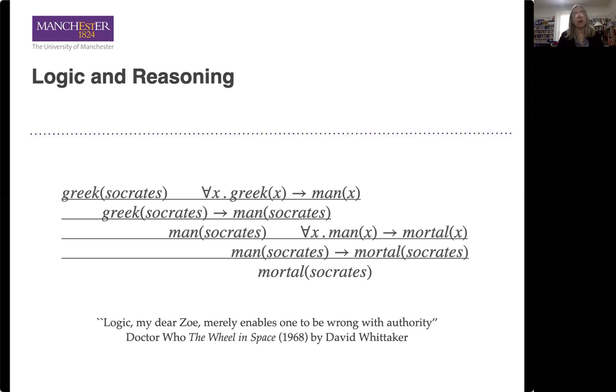I've put this quote from Doctor Who here: "Logic, my dear Zoe, merely enables one to be wrong with authority." It points out that the correctness of the deductions you make depends on what facts you put in the system. If you disagree that it's always the case that all Greeks are men, depending on what you mean by man, then the deductions you make from this can be incorrect if that information is wrong. And I think we see that in these kinds of ethical systems as well. It puts a big burden on the people who are encoding the information that feeds into the ethical theory, to make sure that information is correct.